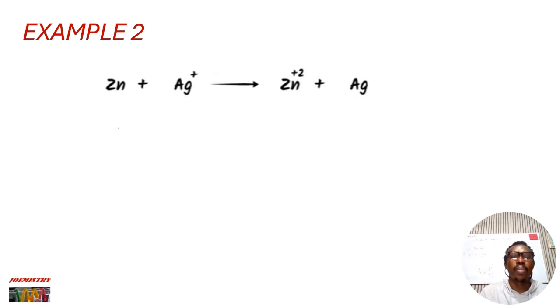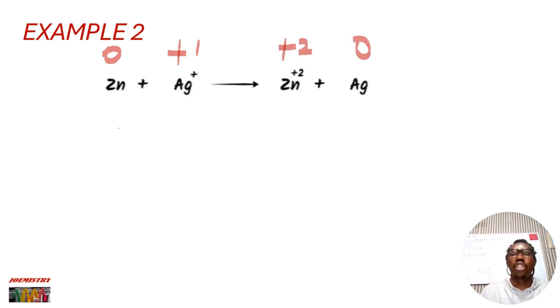So we'll follow the rules for balancing of simple ionic equation. The first step is to write down the oxidation number of each of the elements or ions that is present. Oxidation number of zinc is 0. Oxidation number of silver is +1. Oxidation number of zinc ion is +2. And oxidation number of silver is 0.